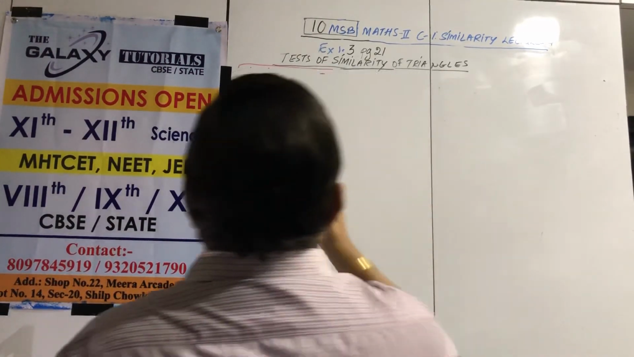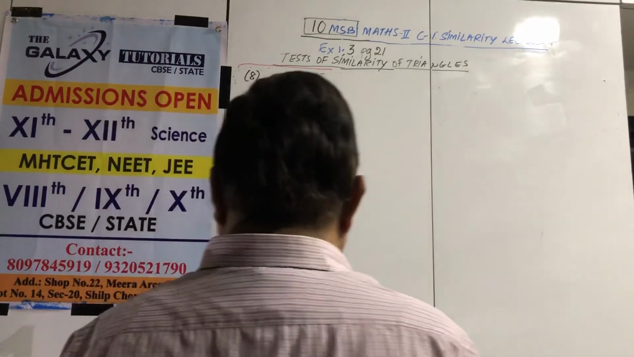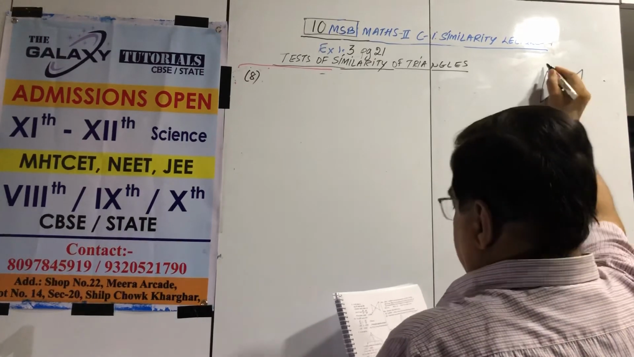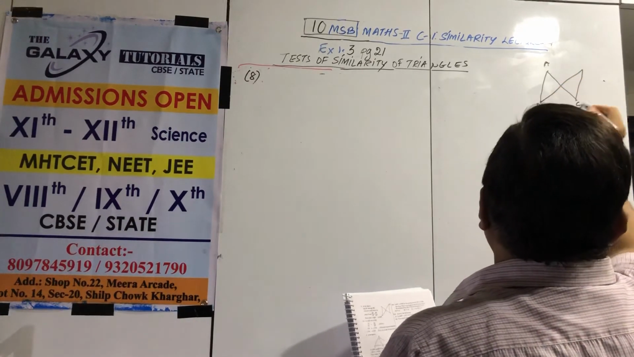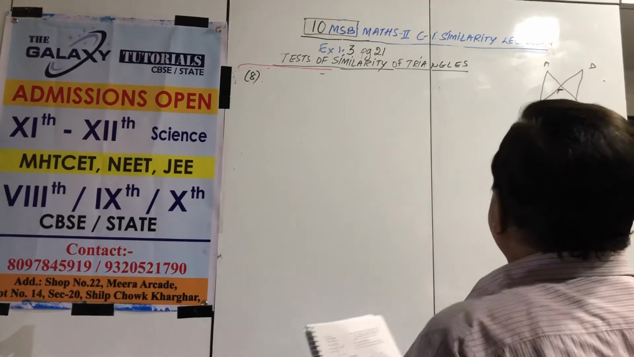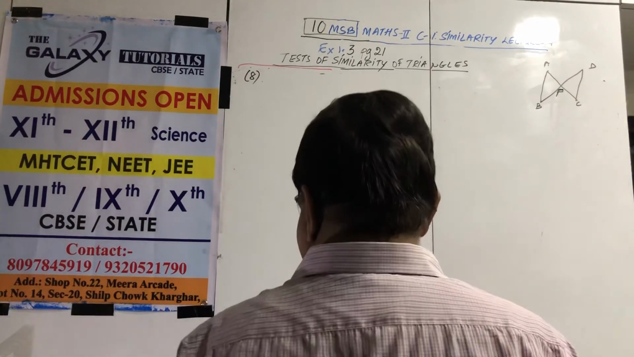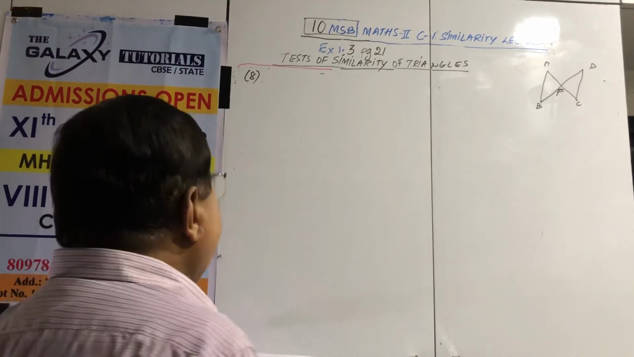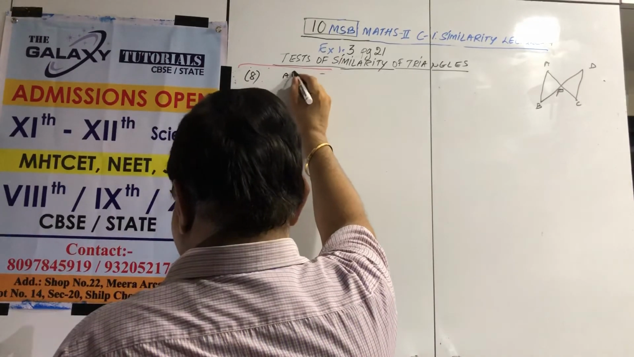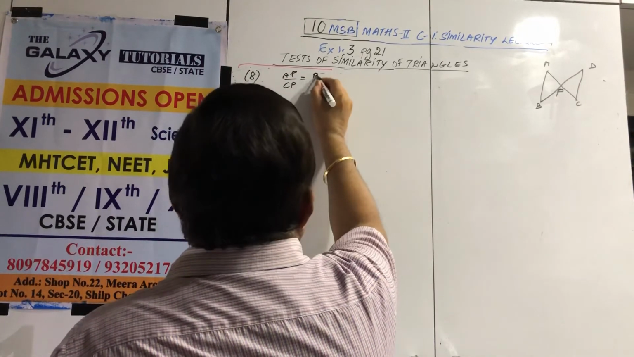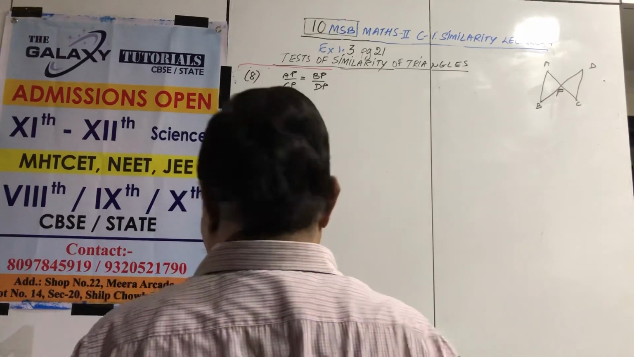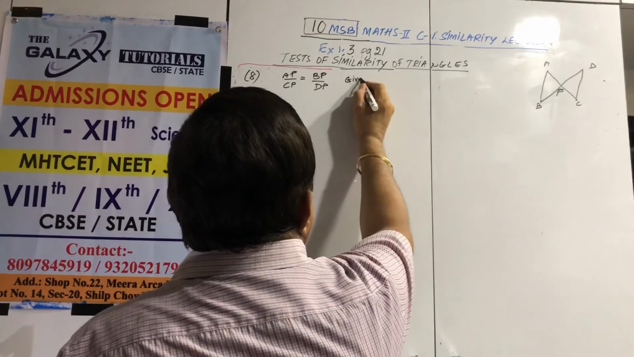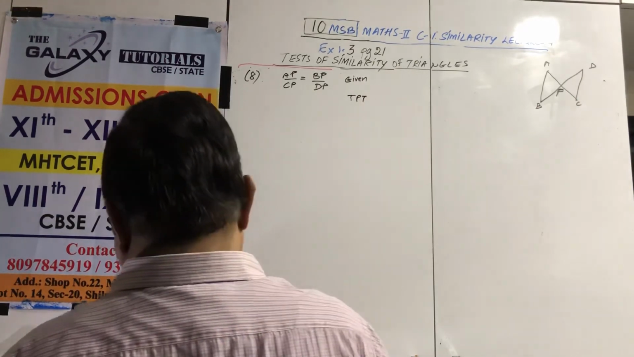Sum number 8. Now we have a figure like this. I have A, B, C, D and a P. In the figure, AC and BD intersect each other at point P, and AP upon CP is equal to BP upon DP, given. So this is given. What do I have to prove?